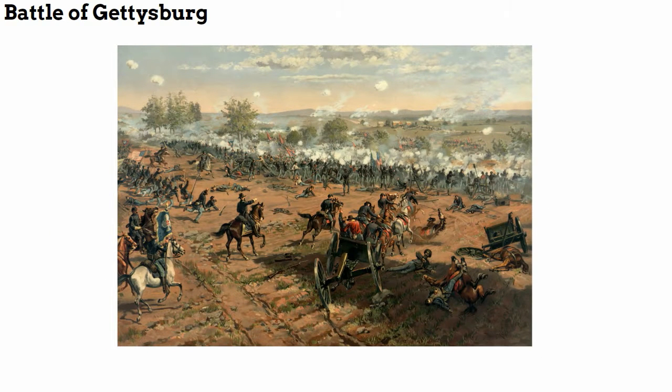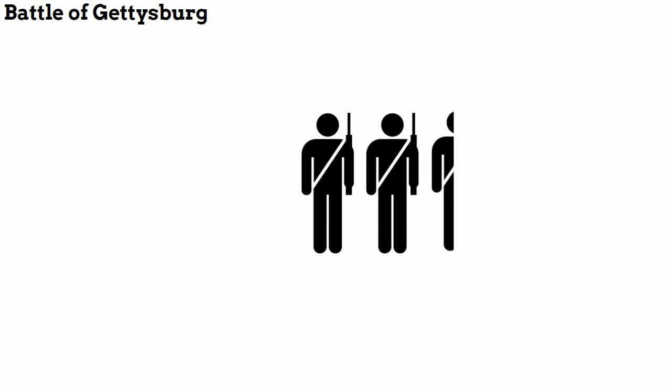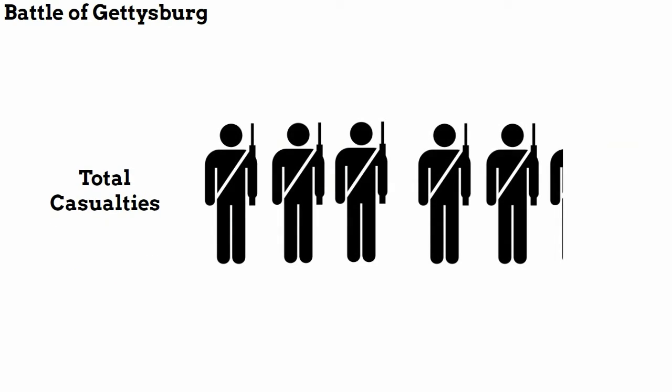Battle number 2, the Battle of Gettysburg. It lasted from July 1st to July 3rd of 1863, with 23,000 Union soldiers and 28,000 Confederate soldiers' death. That adds up to 51,000 casualties in total.